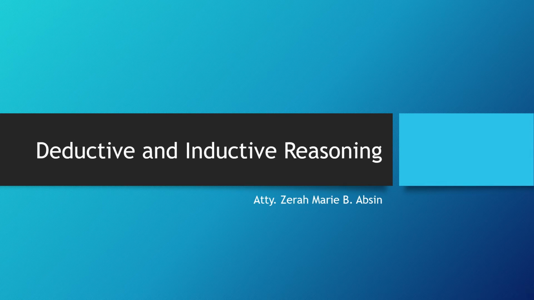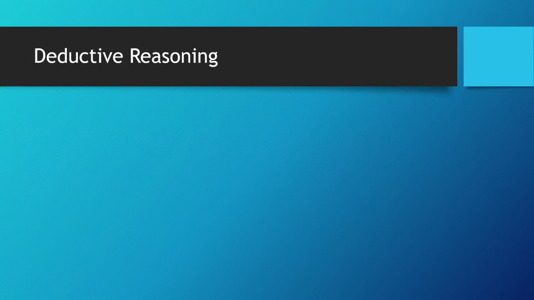Now let's talk about the important points on deductive and inductive reasoning. Most legal arguments are in the structure of deductive reasoning, which is the classic categorical syllogism. A most basic example of this is the following.